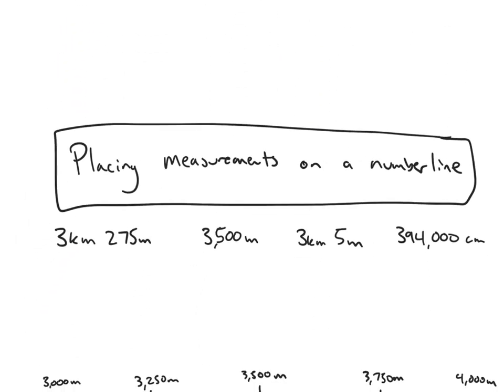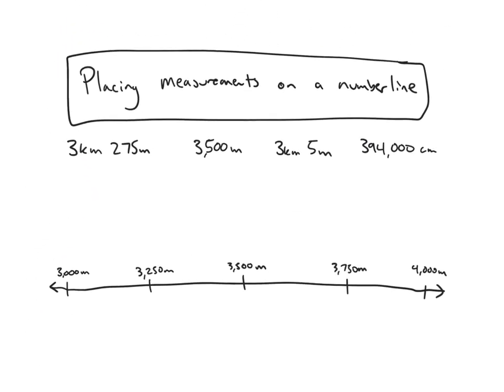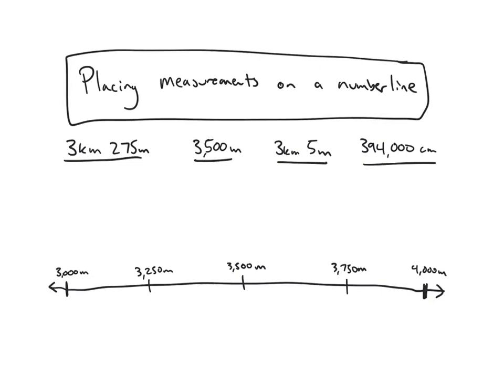Finally, we can use this place value understanding to help us place numbers and figure out where they fall on a number line. So we're doing a little bit of ordering here. We have a number line here that starts at 3,000 on the small end and ends at 4,000 on the big end. And then we have a bunch of different measurements up top written in various different forms. So we have mixed units with kilometers and meters right here and right here. We have single unit measurement with meters, and then we have single unit measurement with centimeters.